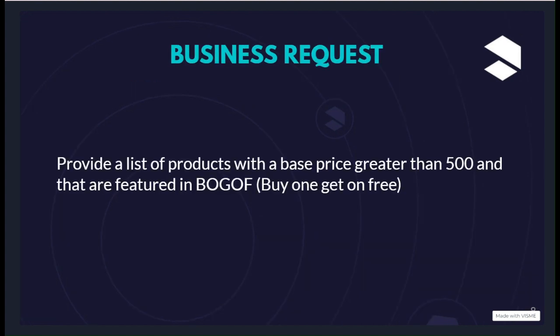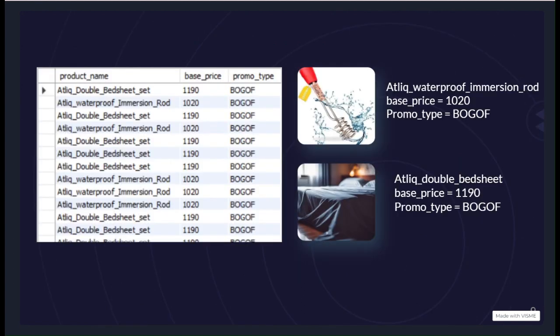The first business request is to provide a list of products with a base price greater than 500 that are featured in BOGO. BOGO stands for buy one get one free. As you can see in this presentation, there are two products featured in BOGO with a price greater than 500. One is Atliq waterproof immersion rod and the second is Atliq double bed sheet set.